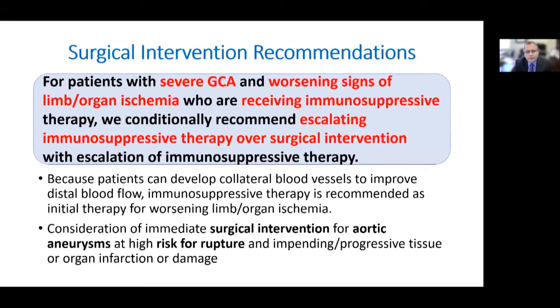So let's talk about surgical intervention in these patients. Sometimes the damage or the narrowing of the blood vessels is so extensive that patients develop those manifestations, the narrowing that I told you about. But in patients with severe GCA who are developing worsening signs of ischemia or claudication or any other manifestation, aortic dilatation and such, who are on an immunosuppressive drug like prednisone, say 10 milligrams of prednisone, if we notice this, we tend to increase or escalate the immunosuppression rather than jumping into having a surgical intervention.